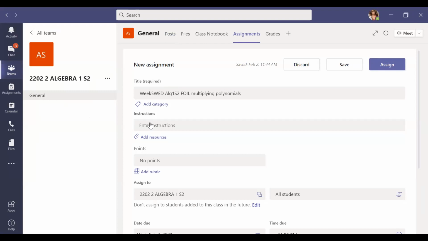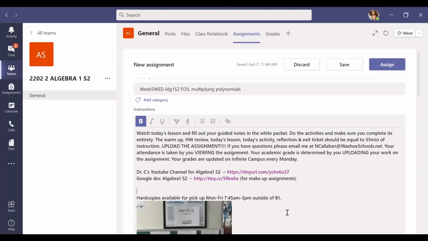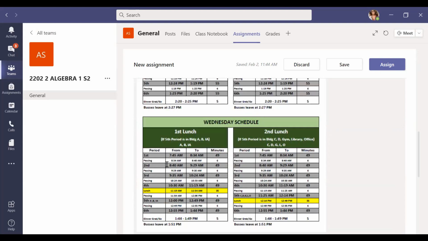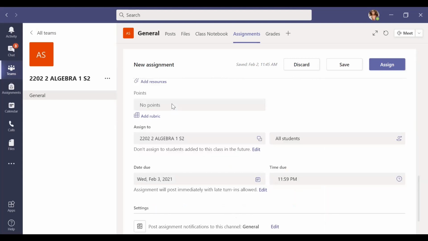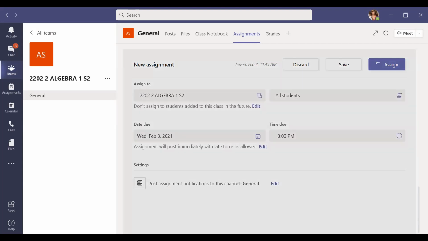Your instruction today is very simple. You just need to make sure you view the assignment, upload your assignment, and watch the video. As always, make sure you're checking in with me. Today is Wednesday, so your schedule is from 8:40 till 9:29. You do get 10 points for that, and as always, it's due by 3 p.m. So I'm just going to assign it.